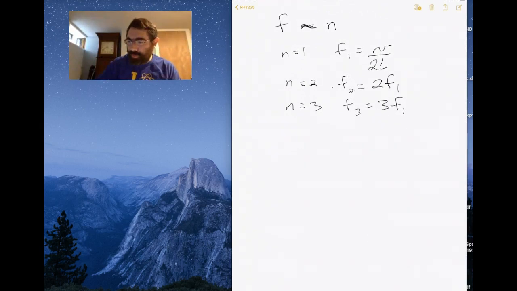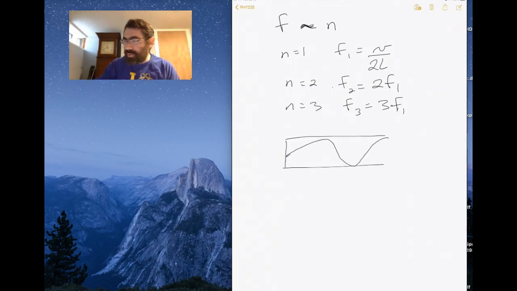Now, if we had the single open end, like I said, you're going to start with a 0 amplitude, and then you're going to go to the full amplitude on the other side.